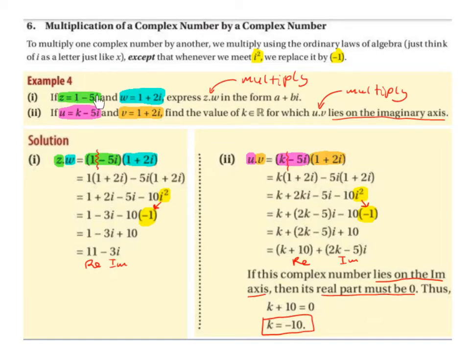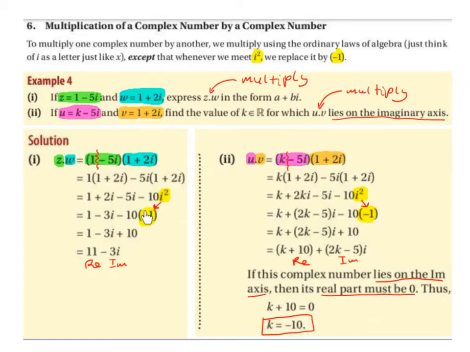Part 1. If z is equal to 1 minus 5i and w is equal to 1 plus 2i, express z multiplied by w in the form of a plus bi. So z times w is going to be 1 minus 5i times 1 plus 2i. This is just binomial expansion. So we crack open the first egg, we bring down the 1, we stick on the second egg or the second set of brackets, we bring down the minus 5i, and again we stick on the second set of brackets. We multiply out our brackets and we get 1 plus 2i minus 5i minus 10i squared.